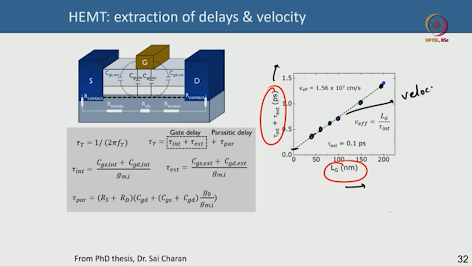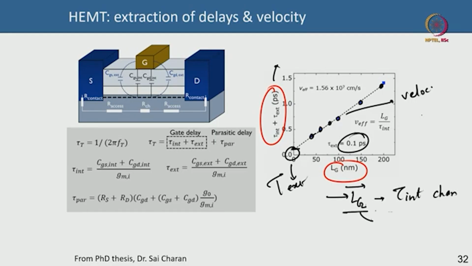The intercept here gives you the extrinsic delay. This is 0.1 picosecond here. The slope gives you the velocity of the carrier, because as you change the gate length, your intrinsic delay changes. Why? Because intrinsic delay is nothing but LG by V sat. Now V sat remains constant, so if you change LG, your intrinsic delay changes. With higher LG you have higher delay, that is why with increasing LG you have a higher total delay.